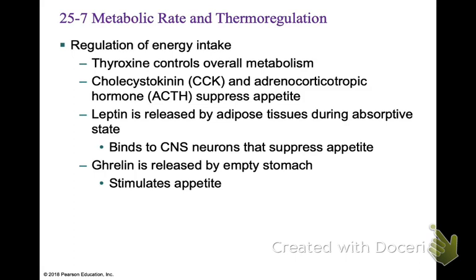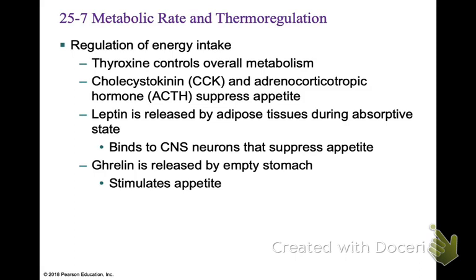There are others. Leptin is a hormone fairly recently described that is released by adipose tissue when you're in the absorptive state. So we think it's an appetite suppressor. And ghrelin is from your stomach, and that stimulates appetite. Those appetite stimulators and suppressors are really not so much regulating your metabolism, they're regulating how much you eat.